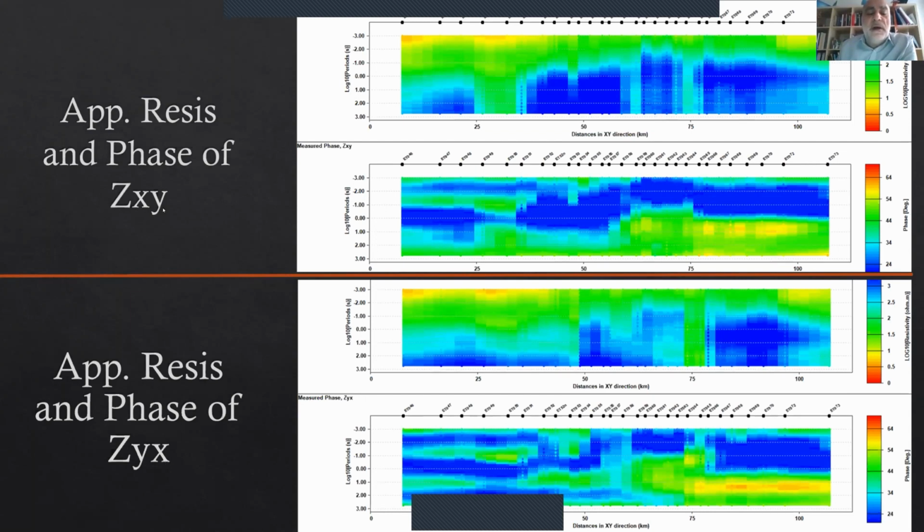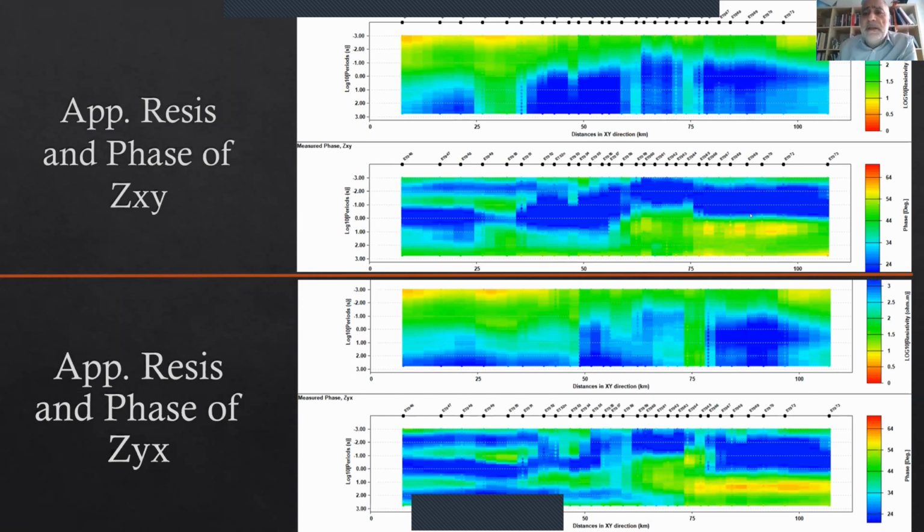X and Y stand for the horizontal components of the electric field and magnetic field. So for ZXY, we are taking the ratio between E in the X direction and B in the Y direction, while in ZYX, we are taking the ratio between the electric field in the Y direction and the magnetic field in the X direction.